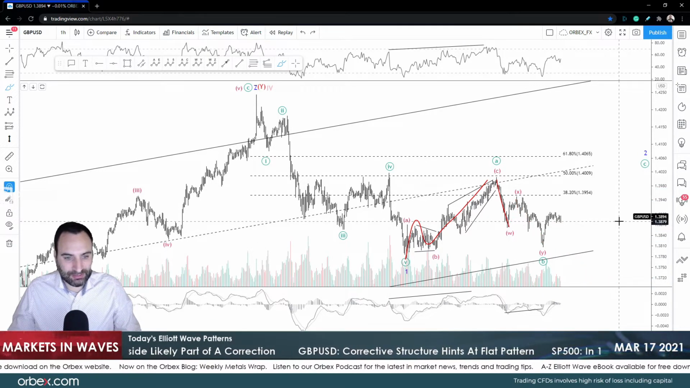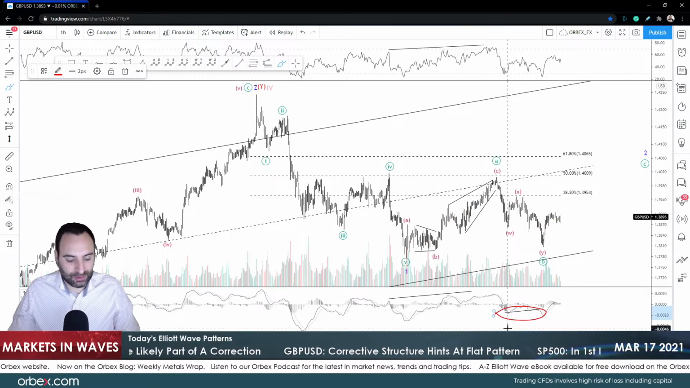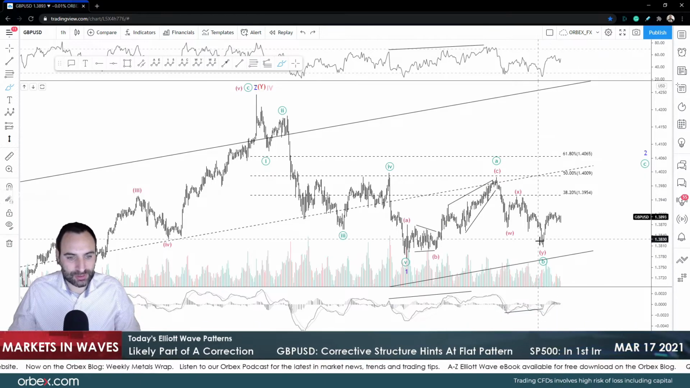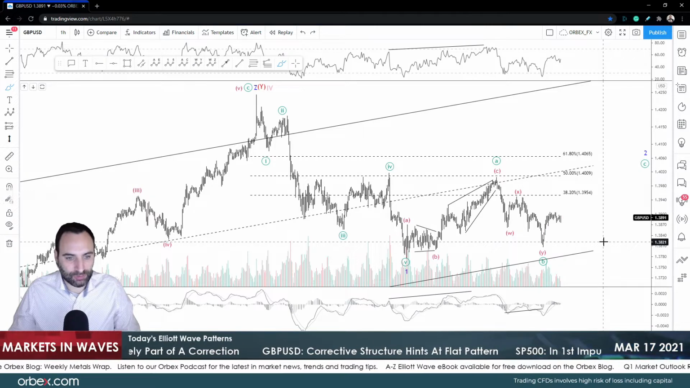But I think this is a bit unlikely, given also the histogram bullish signal we see as well. I believe we're going to see a 5-wave impulse on the upside, up to around 140.